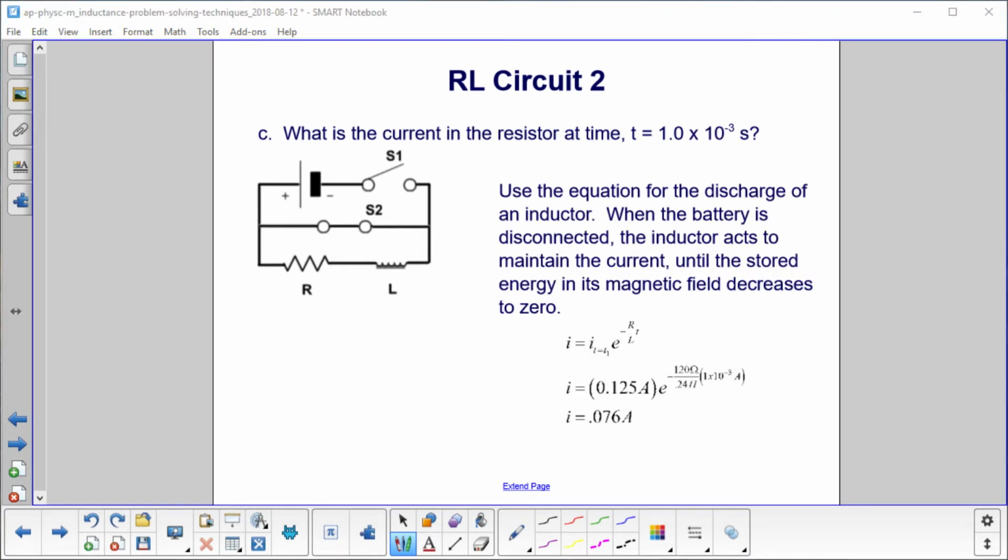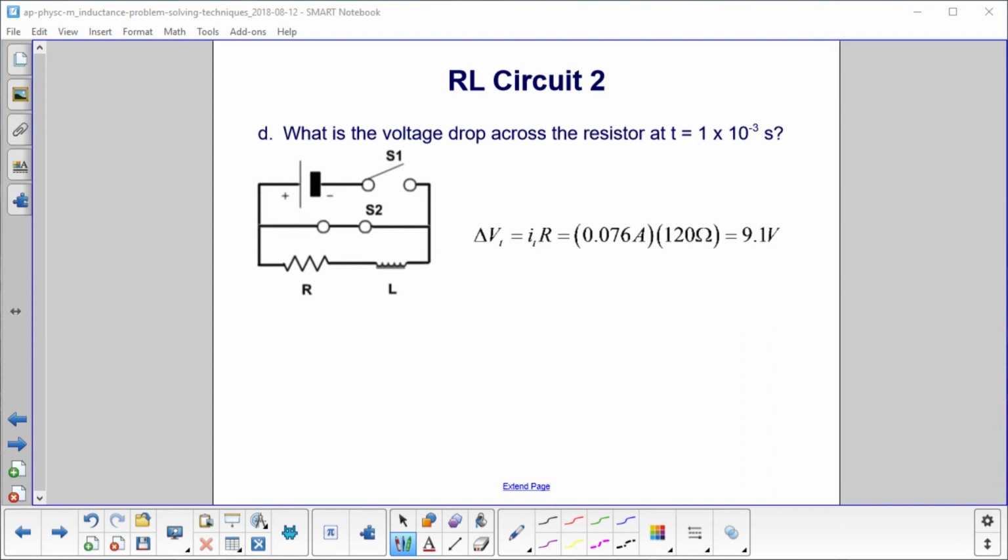What is the current in the resistor at time t equals 1 times 10 to the minus 3 seconds? Use the equation for the discharge of an inductor, which we have right down here. When the battery is disconnected, the inductor acts to maintain the current until the stored energy in its magnetic field decreases to 0. It's not a battery. Okay, so here's our equation. We plug in the values, and we get 0.076 amps.